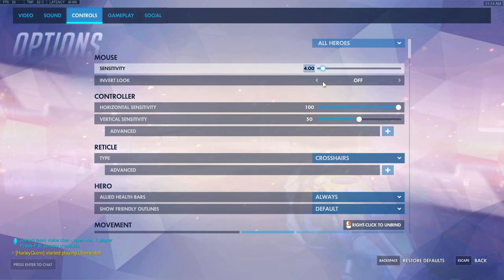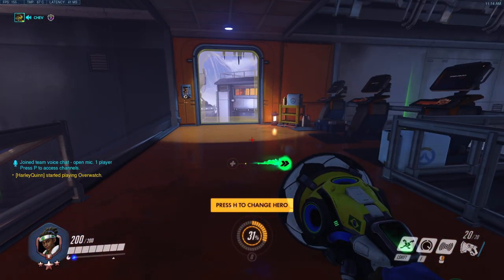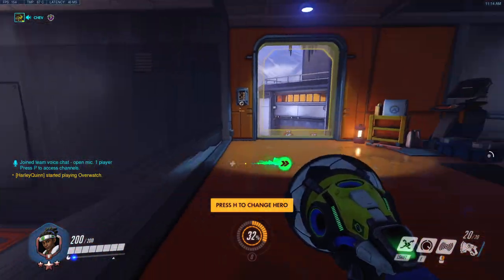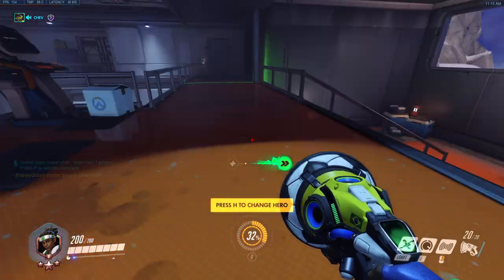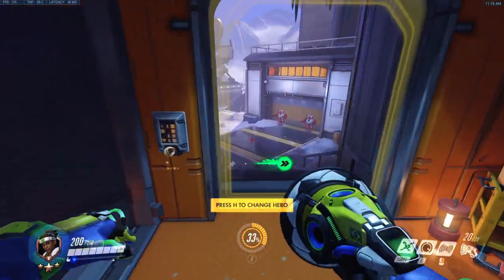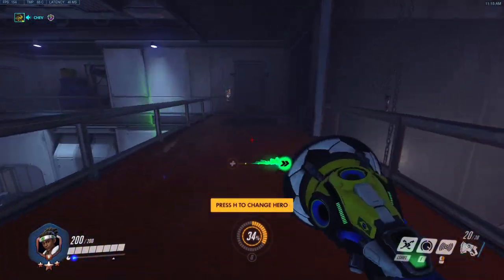Let's try 4. And so let's do a 180 degrees sweep. There we go. That's a lot better. And so now I can flip 180 degrees by moving my whole arm on my desk. And so that's kind of cool.